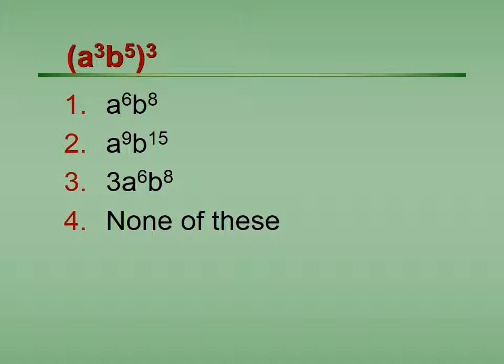Go ahead and try this one. You should have gotten option 2, because a to the third, and then this 3 times 3 becomes 9. b to the fifth, where you take 5 times 3 is 15, so b to the 15.